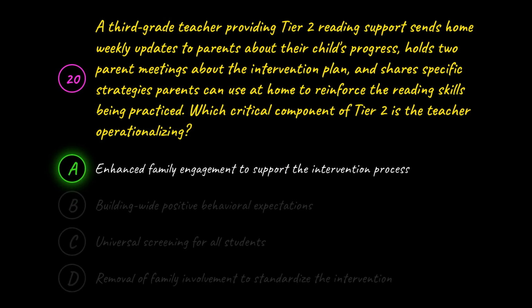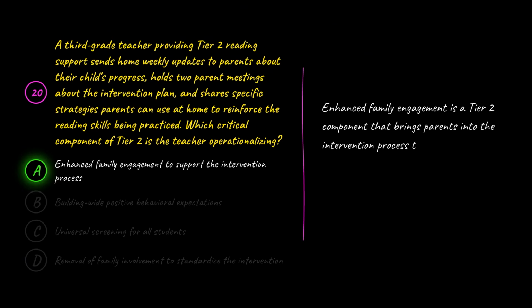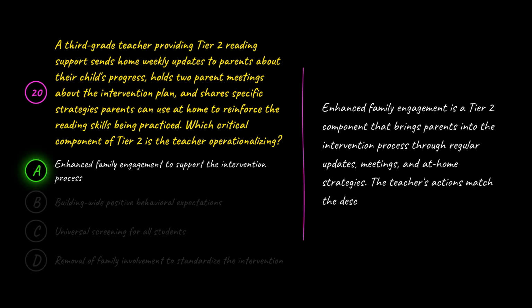The correct answer is A. Enhance family engagement to support the intervention process. A is correct, because enhanced family engagement is a Tier 2 component that brings parents into the intervention process through regular updates, meetings, and at-home strategies. The teacher's actions match the description point for point.